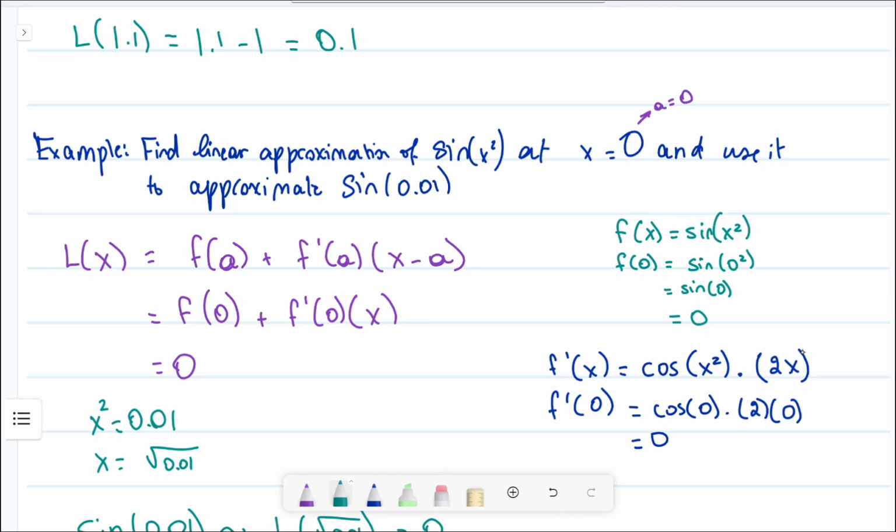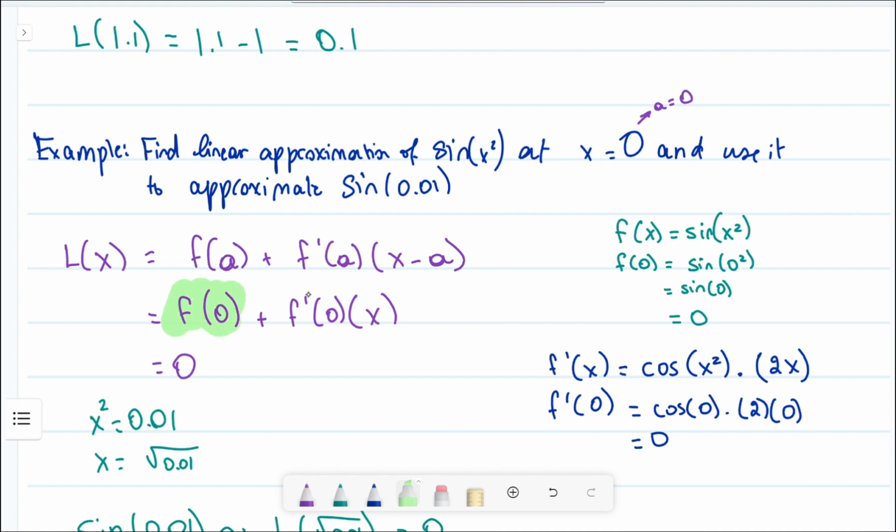So find the linear approximation of sine of x squared at x equals 0 and use it to approximate sine of 0.01. So first of all, as usual, we write L of x, which is equal to f of a plus f prime of a times x minus a. Next, we know that x equals 0, so a equals 0. So we plug in a equals 0 in here. So we get f of 0 plus f prime of 0 times x minus 0, which is x.